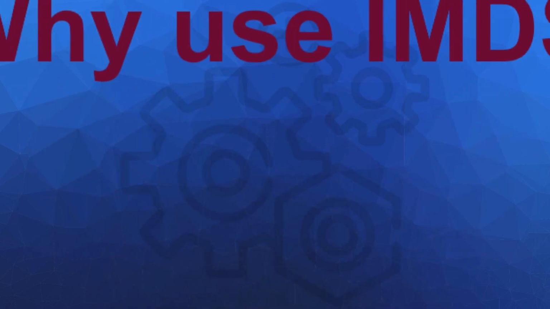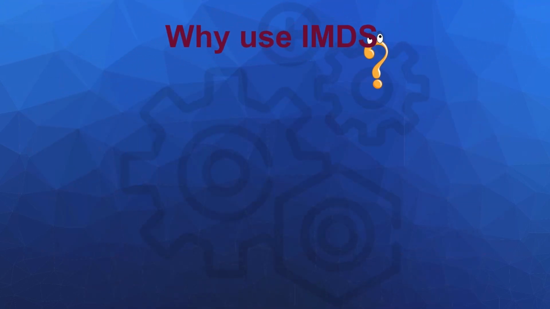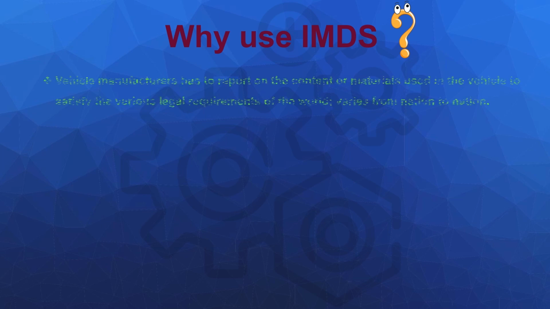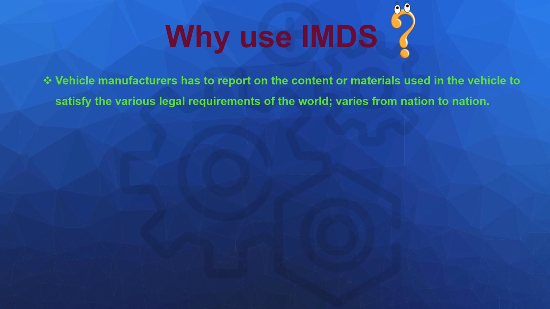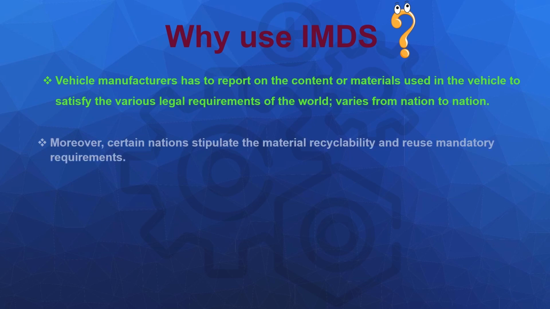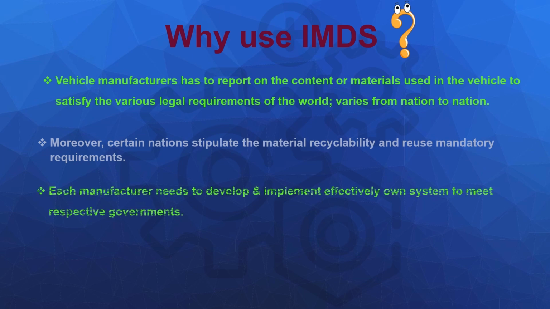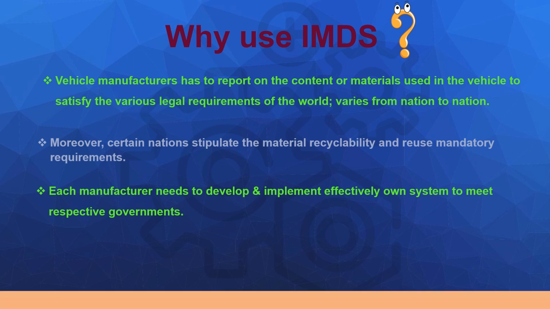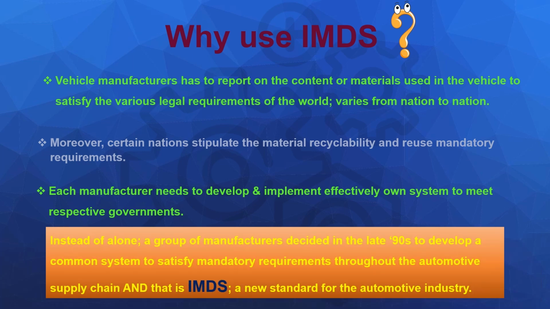Vehicle manufacturers have to report on the materials used in the vehicle to satisfy the various legal requirements, which vary from nation to nation. Moreover, certain nations stipulate material recyclability and reuse as mandatory requirements. Each manufacturer needs to meet the respective government's requirements. Hence, a group of manufacturers decided in the 90s to develop a system to satisfy the mandatory requirements of all automotive OEMs, and that is IMDS, a new standard for the automotive industry.